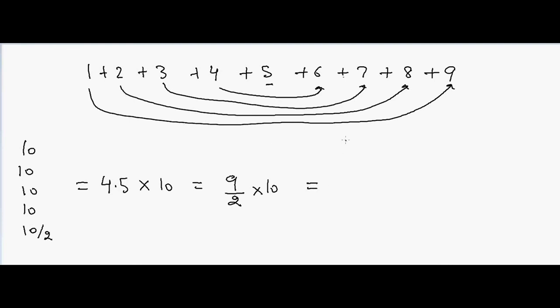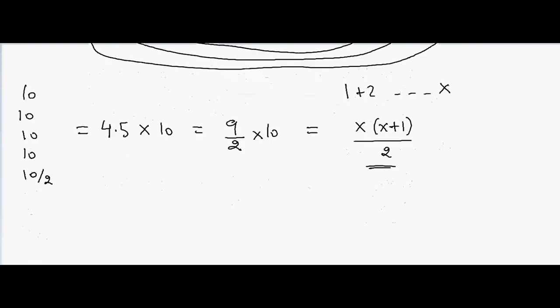So suppose if I have to add 1 plus 2 until x. We can write this as x into x plus 1, which is 10, divided by 2. So we can use this formula for any kind of sequences. Suppose now if we have to add 1 plus 2 until 99, so the answer will be equal to 99 into 100 divided by 2. If I have to do the same thing until 100, then I can do the same.